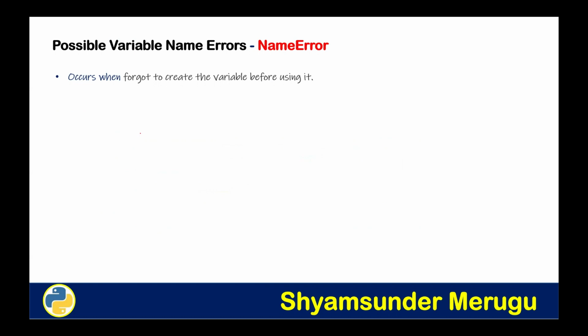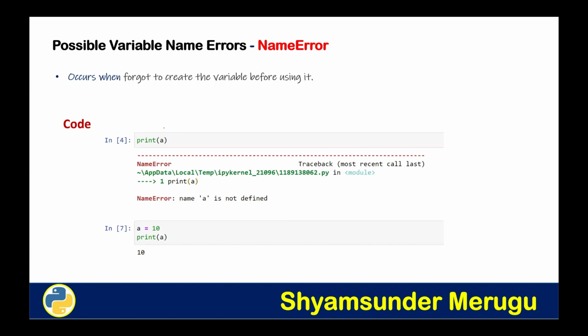And also occurs when you forgot to create the variable before using it. So we have a variable, but we did not define it or not assign any value for that, but we try to use that. So then we get the error. So let us take this. Here the variable name is A, but A is not defined with any value. That may be 10 or any float value or any string, right? So it is not defined, but directly we have used it. So we get name error, saying that name A is not defined.